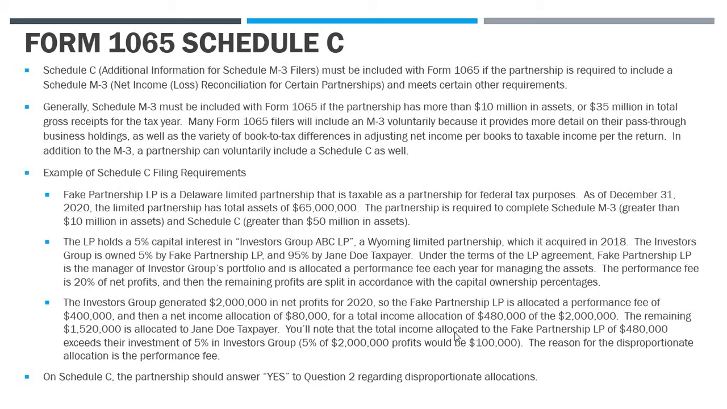Now you'll see here that the total income allocated to Fake Partnership LP of $480,000 far exceeds their 5% capital interest in Investors Group, right? If they only had 5% and there was no performance fee, then on $2 million in profits they would only get $100,000, but they're getting $480,000. And the reason for the disproportionate allocation is the performance fee. Now, why do I highlight that? Because that is a question on the Schedule C.